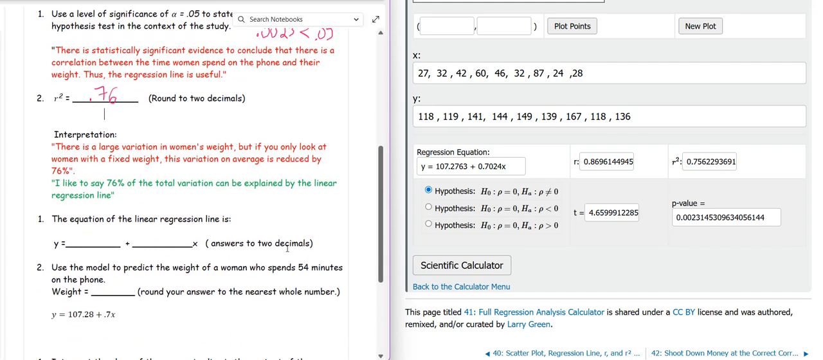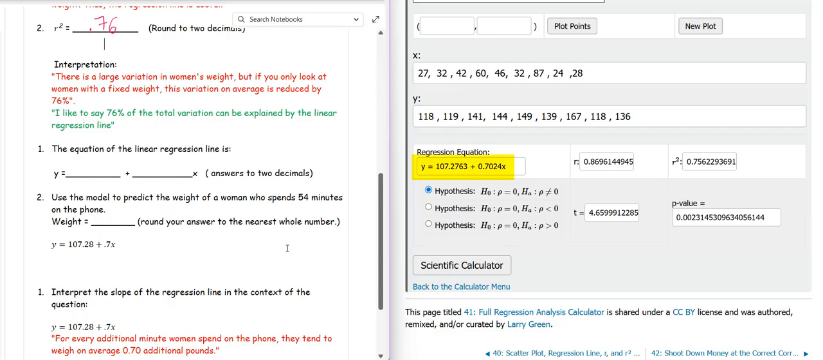Okay, moving on, the regression line. We want this to 2 decimals. So this is going to be y equals 107.28 plus 0.70 times x. Okay, so that's the line of best fit for the data points.